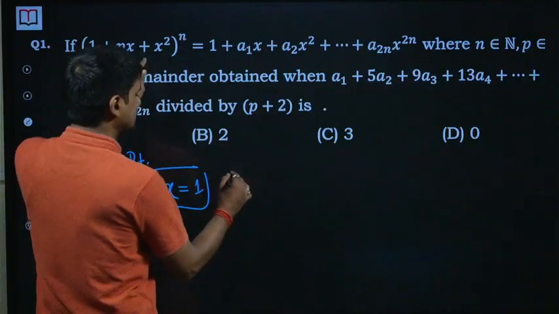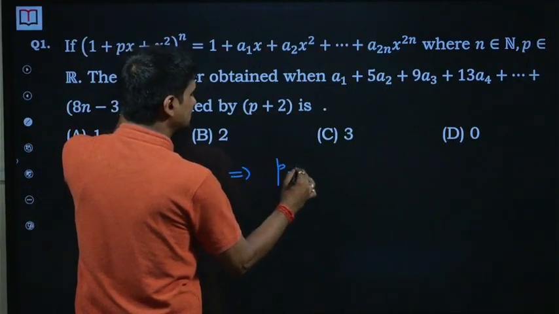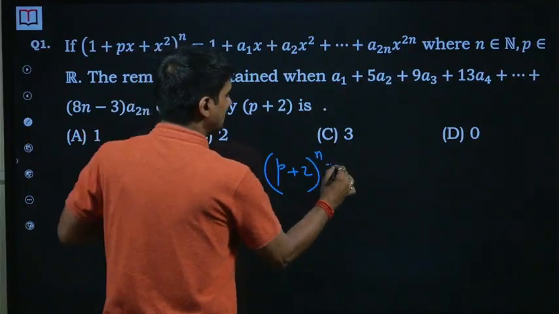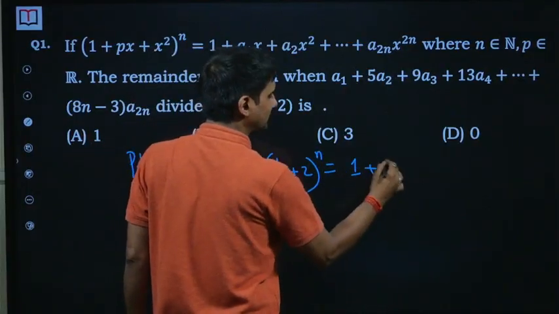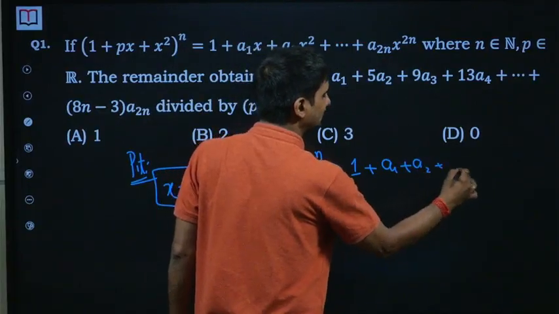So put x equal to 1, and what we get is (p plus 2) raised to the power n, which is 1 plus a1 plus a2 and so on.